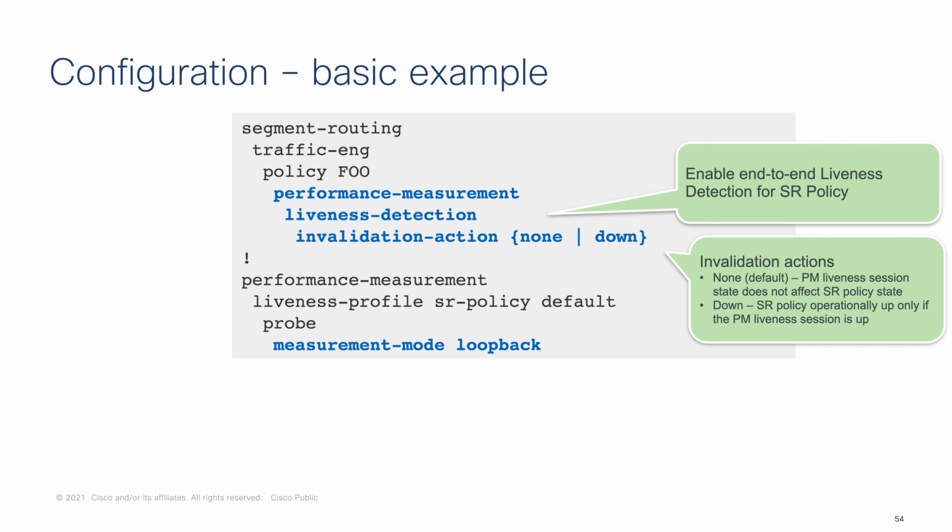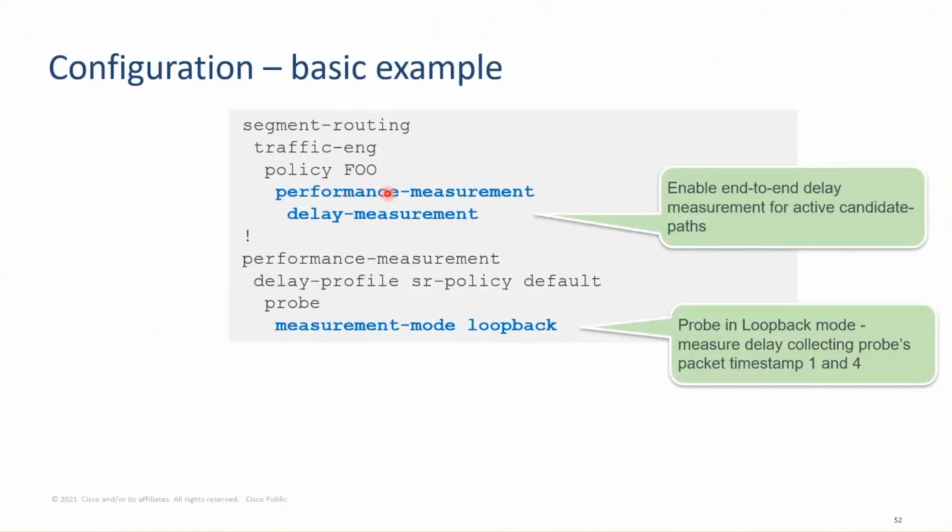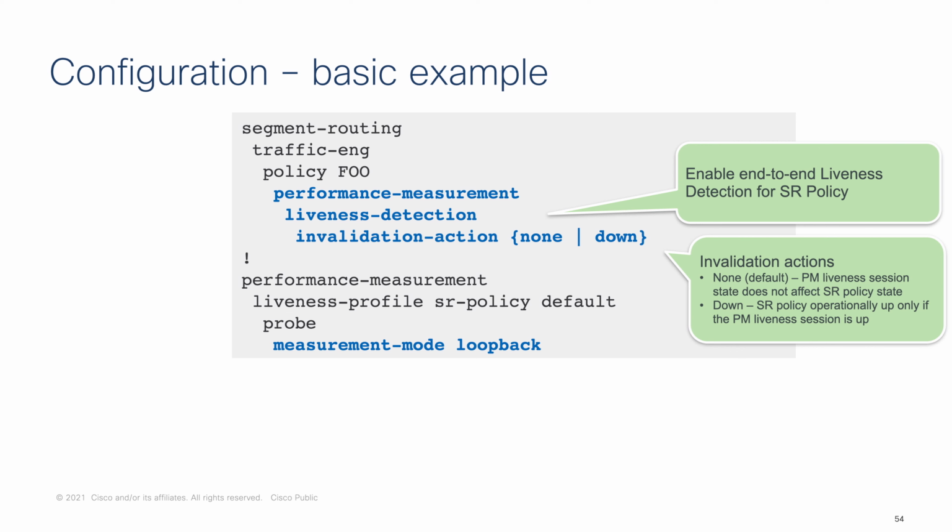If we look at some basic configuration examples, we see a manual policy, in this case policy foo, where we enable performance measurement, and we enable delay measurement underneath it. The configuration of the performance measurement submode includes a default SR policy delay profile. And in this very simple example, we're only configuring the measurement mode to be loopback mode. Now, let's actually watch an example of this measurement mode loopback for delay measurement over SR policy.